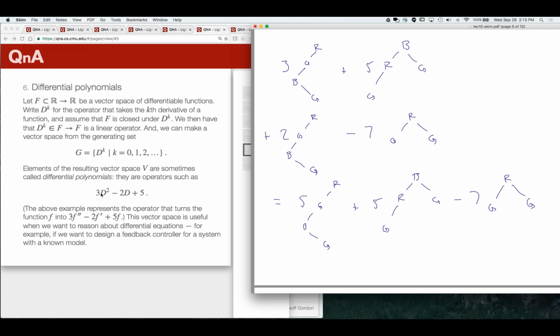Then our vector space is going to be the space of linear combinations of elements of G. So for example, it could be 3d squared minus 5d plus 5, right? And this is a linear combination of generating set elements. And it's also interpretable as itself a differential operator that we could apply to a function. In particular, it turns the function f into 3 times the second derivative of f minus 5 times the first derivative of f plus 5 times the 0th derivative of f, which is to say just f itself.